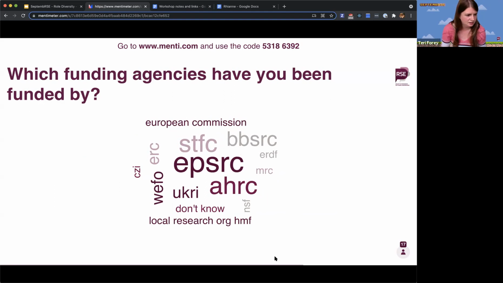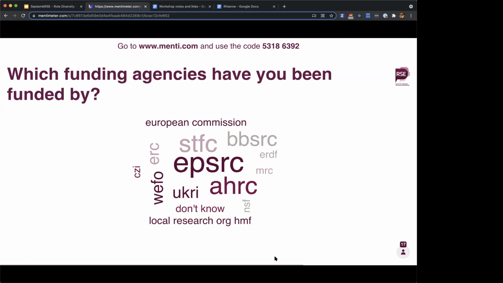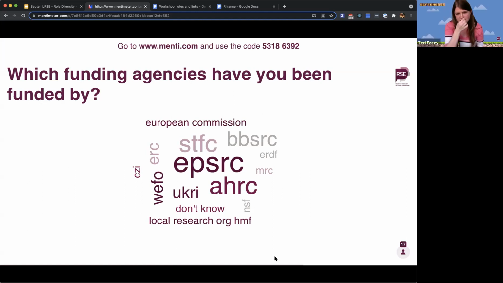MRC. ERC is European Research Council. What's the WEFO? WEFO, I want to call it. That's probably wrong. That's the Welsh European Funding Office. Oh. Okay, that's really interesting. So it's looking like EPSRC is the biggest funder, but there's also a good range across different topics there, like the Scientific Council, BBSRC, AHRC. That's good, thanks guys. And a couple more things going into the chat as well, thank you.